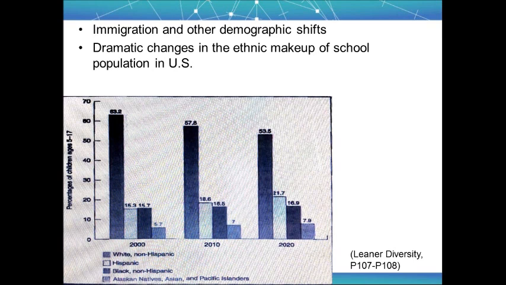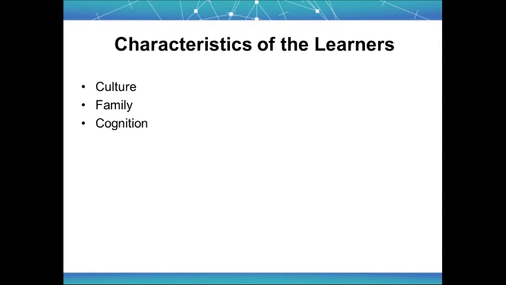Researchers predict significant increases in all groups of students except those that are white and non-Hispanic, who will decrease to 53.5% of the total school population. This is the situation of cultural minority students. Now let's see the characteristics of these learners. I will talk about the characteristics of these learners in 3 aspects: culture, family, and cognition.